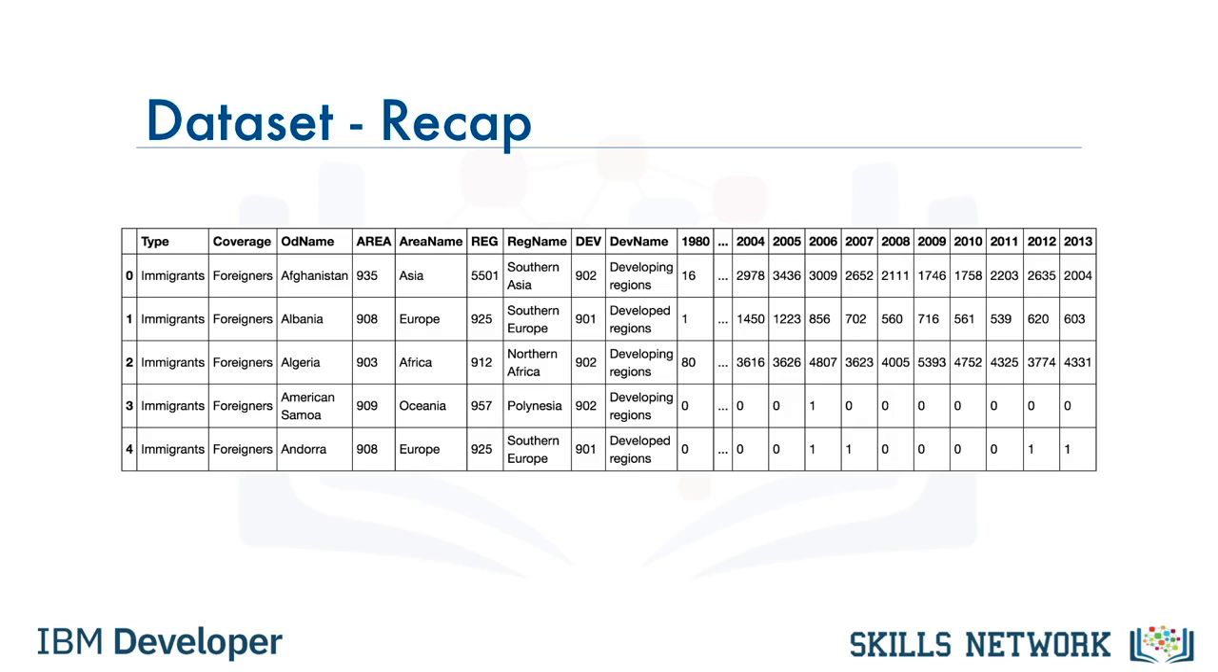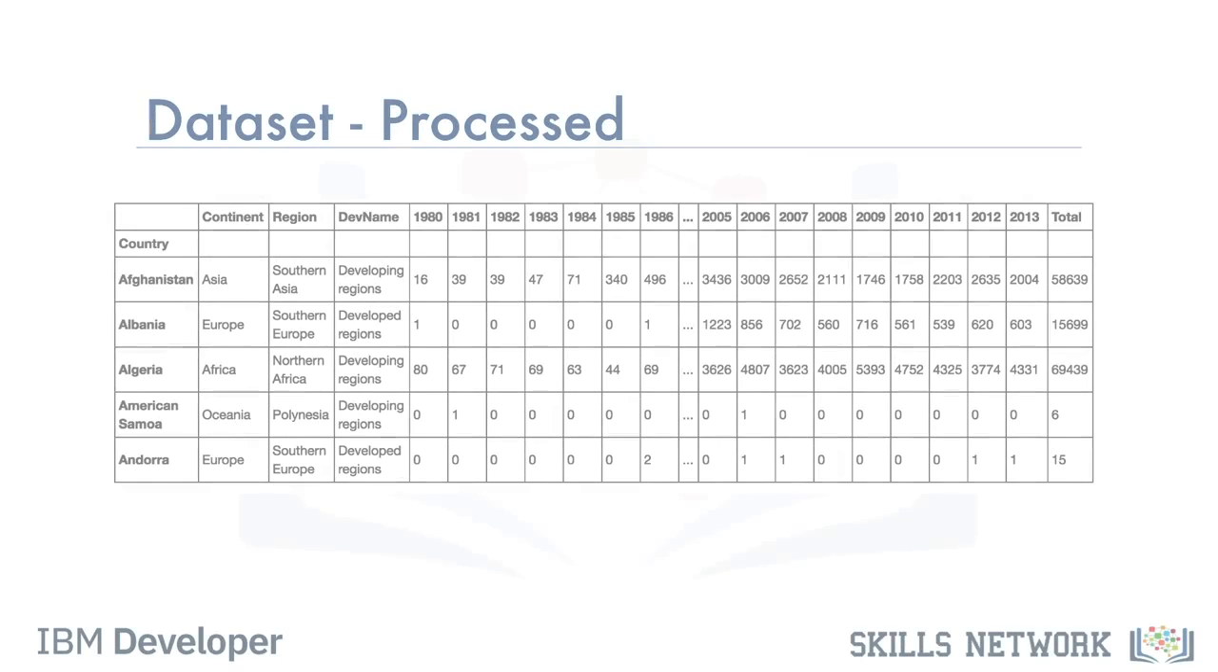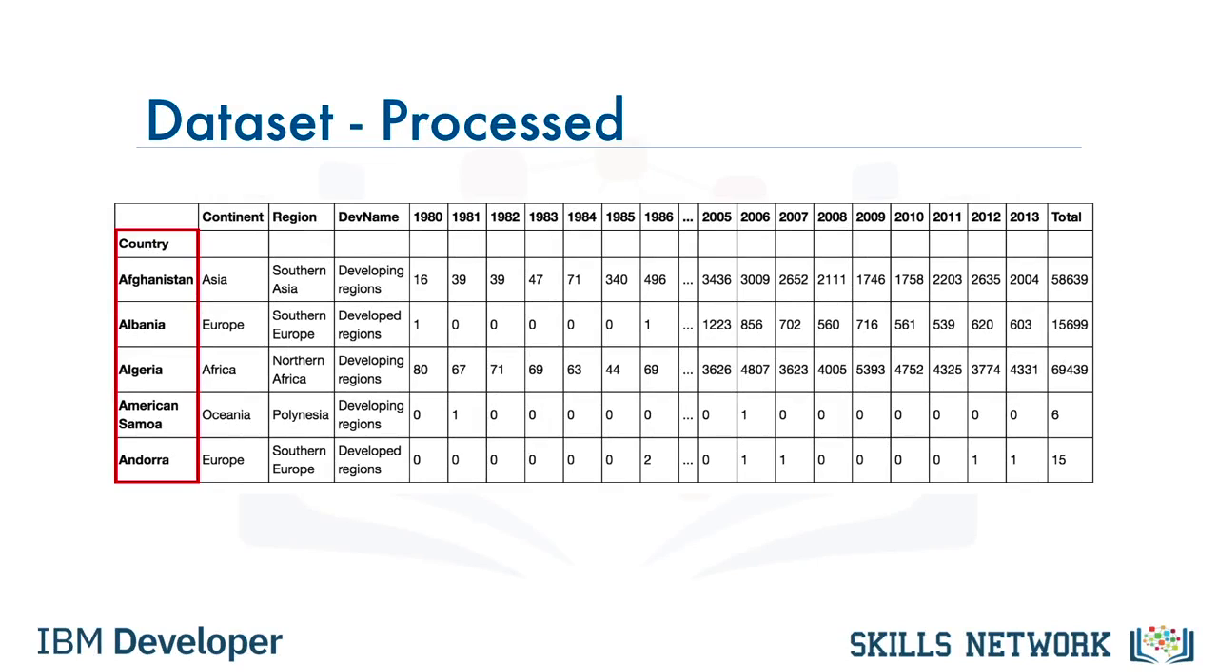Recall that each row represents a country and contains metadata about the country, such as where it is located geographically and whether it is developing or developed. Each row contains numerical figures of annual immigration from that country to Canada from 1980 to 2013. Now let's process the data frame so that the country name becomes the index of each row. This should make retrieving rows pertaining to specific countries a lot easier.